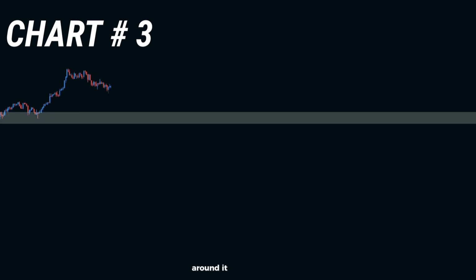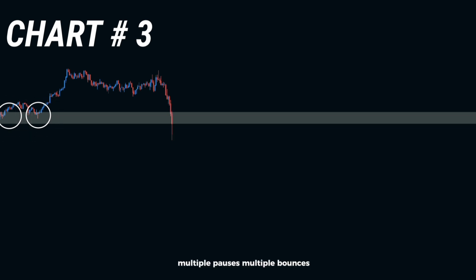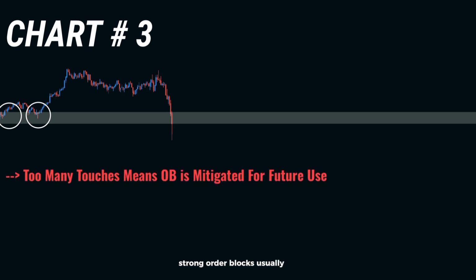Chart 3 is another trap that catches a lot of traders. The highlighted area looks important because price keeps reacting around it. Multiple touches, multiple pauses, multiple bounces. But that's exactly the problem. Strong order blocks usually don't need repeated validation. The market already knows what happened there.